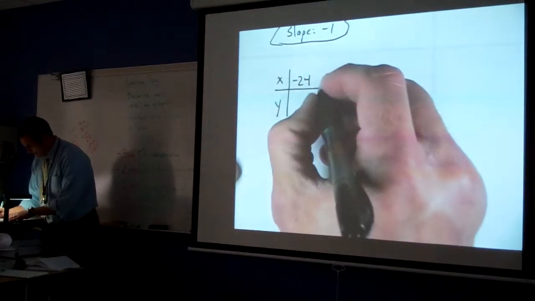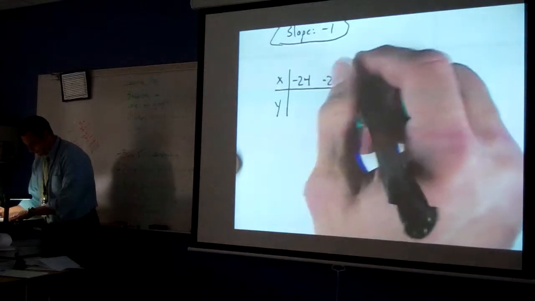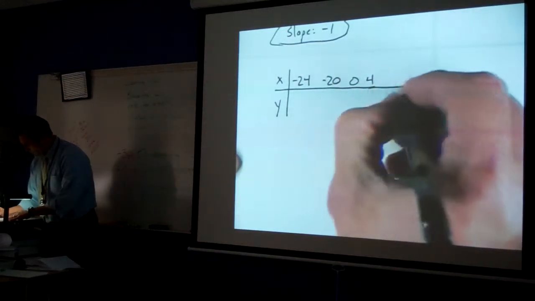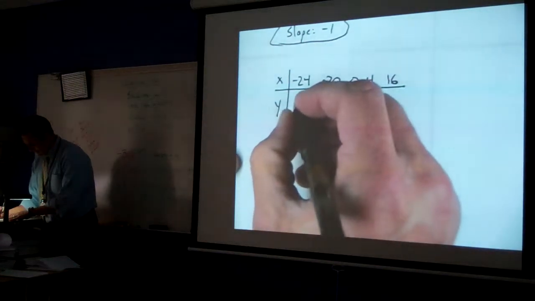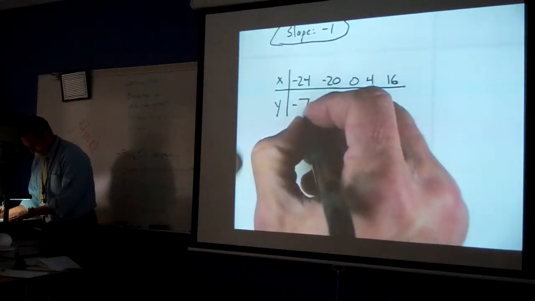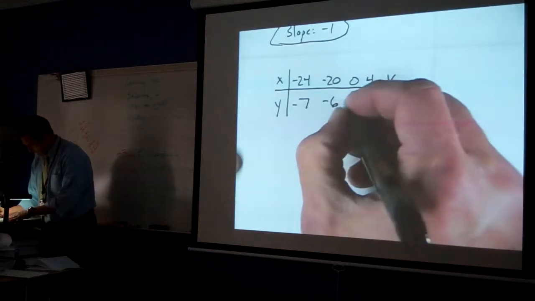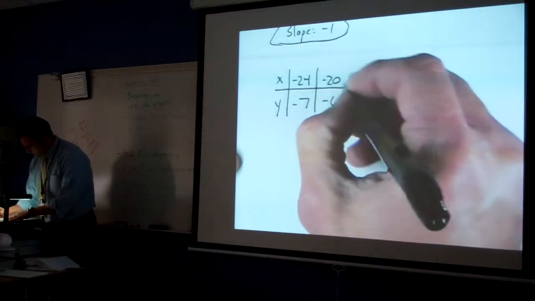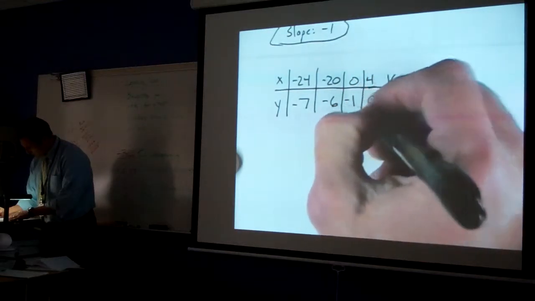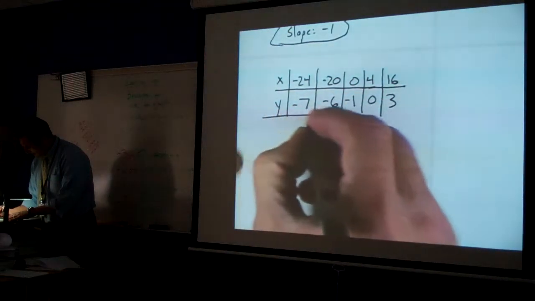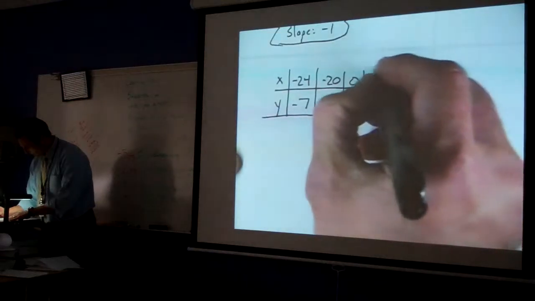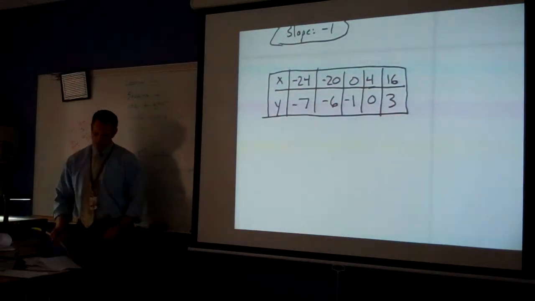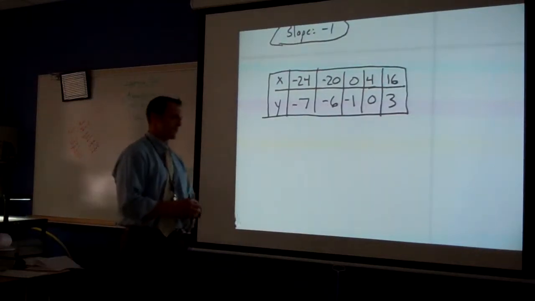So if we have all the x values being -24, -20, 0, 4, and 16, and all the y values being -7, -6, -1, 0, and 3, if we have a table of values represented by those x's and y's, we can find the slope of the line represented by this table.